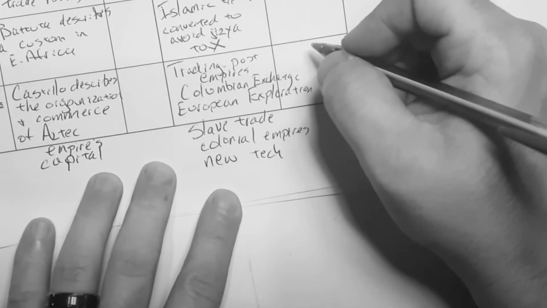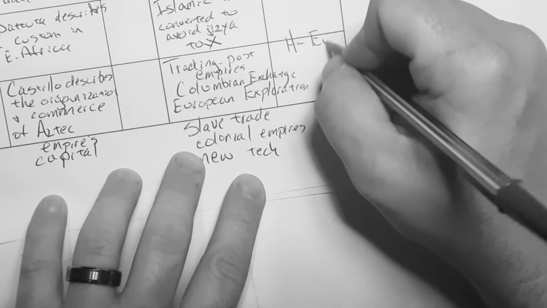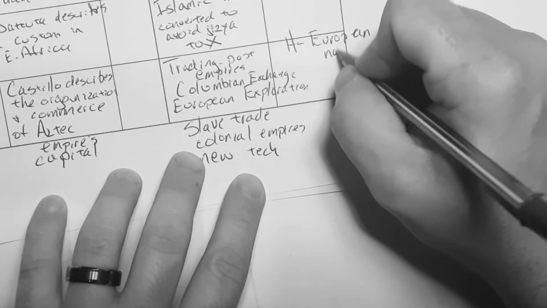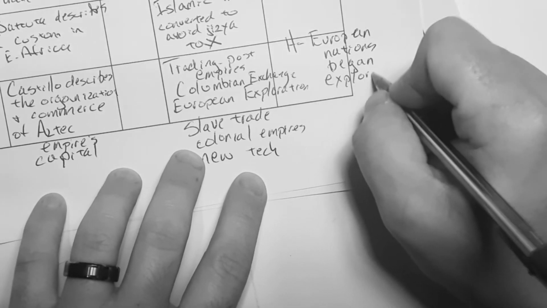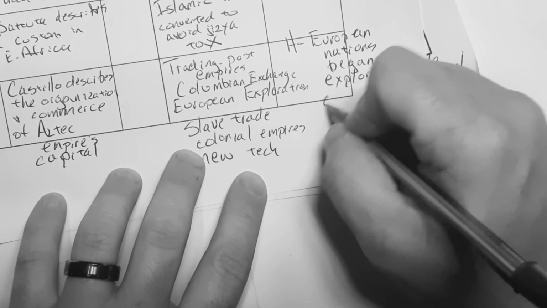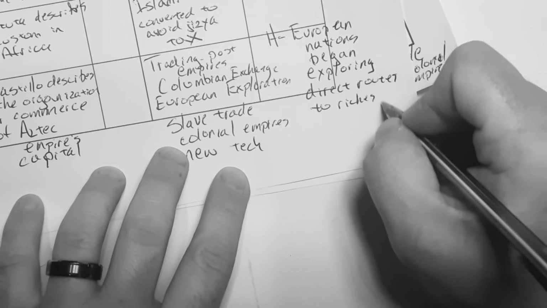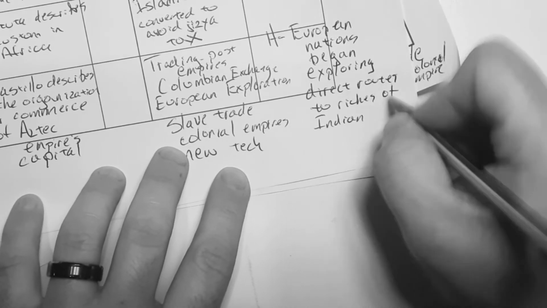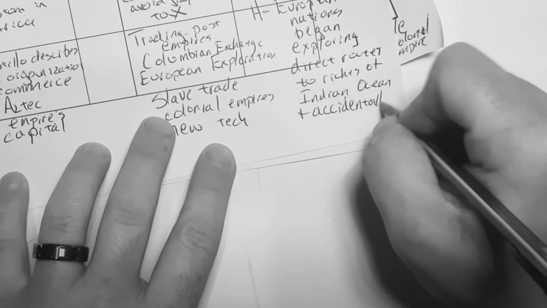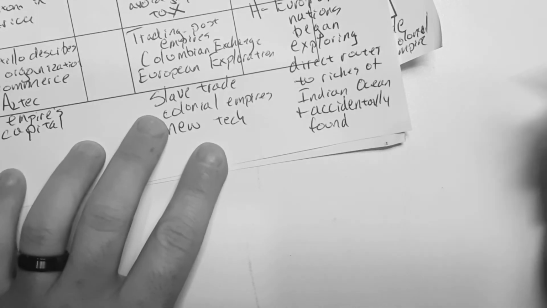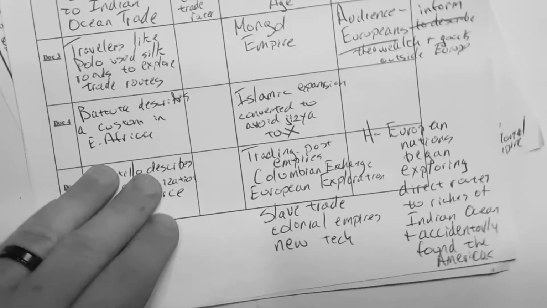All right, so for HIP, let's just go for the quadrifecta, I guess. Let's go for historical situation. So the historical situation in this time period is European nations began exploring direct routes to riches of the Indian Ocean and accidentally found the Americas, where they'll establish their empires.